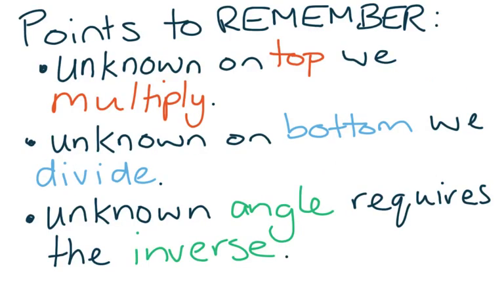So some important points to remember from those examples that we've just done. If the unknown is on the top, we multiply. So if the x is on the top of the fraction, we do multiplication to solve for it. If the x is on the bottom, we do division, just like we did for the second example of each of those. And if it's the angle that we don't know, we have to use the inverse of whatever ratio. So the inverse of sine or the inverse of cosine or the inverse of tan.